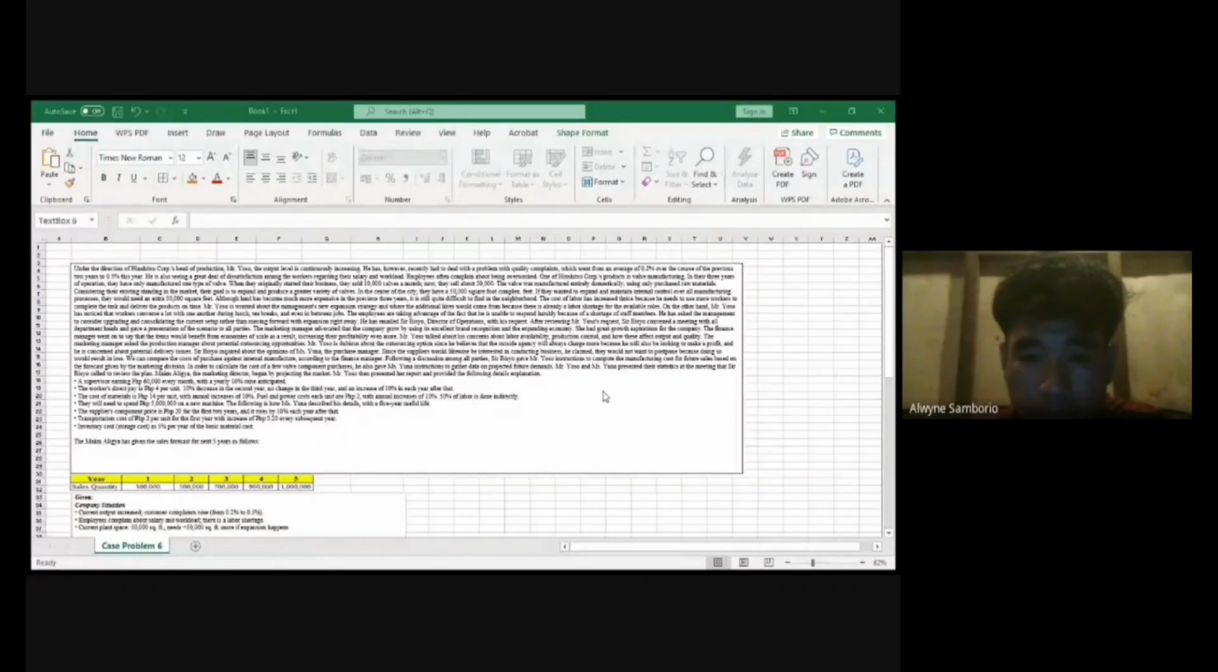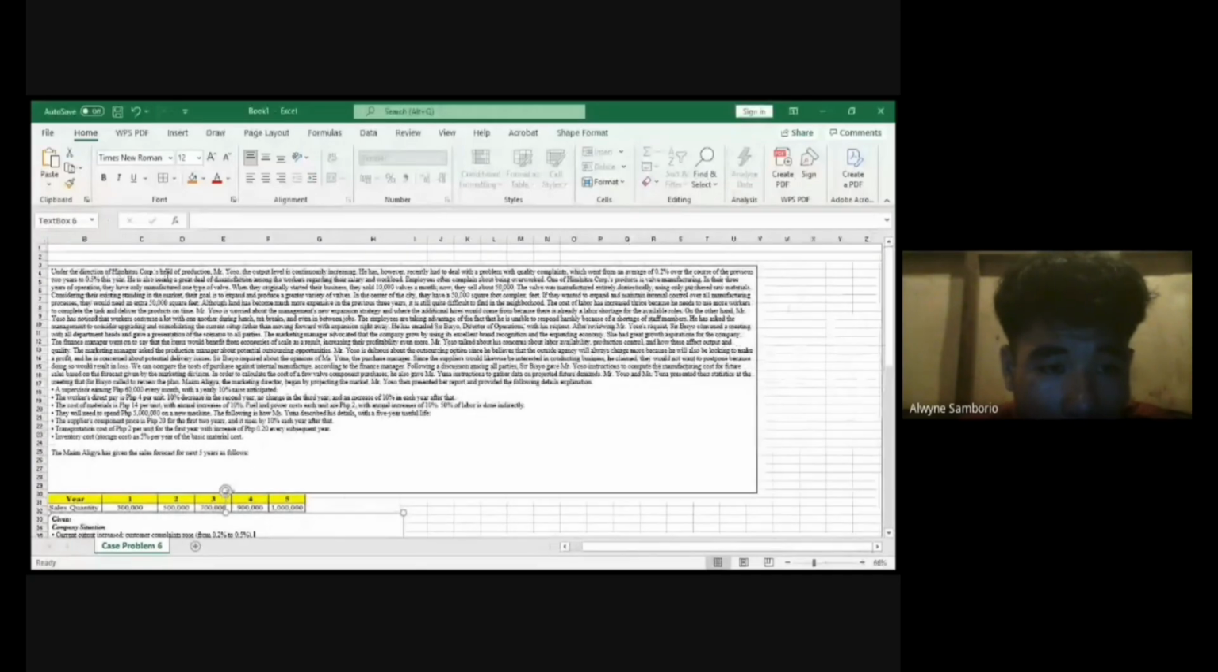For case problem number 6, under the direction of Insitio Corp head of production, Mr. Yuso, the output level is continuously increasing. He has, however, recently had to deal with quality complaints, which went from an average of 0.2% over the previous 2 years to 0.5% this year. He is also seeing a great deal of dissatisfaction among the workers regarding their salary and workload. Employees often complain about being overworked.